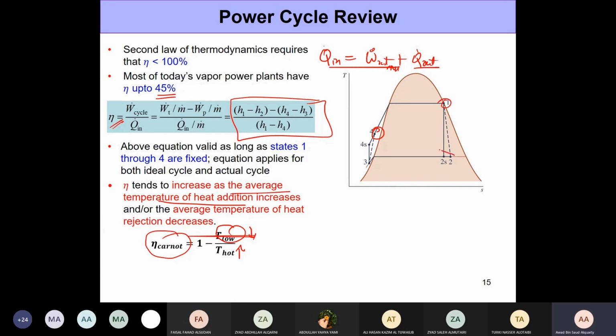Heat rejection occurs during the process 2 to 3. You have to somehow bring this temperature down, and you have to take this temperature up. These are two primary ways of doing that. So this is the basic concept. How you implement that is what we are going to discuss.